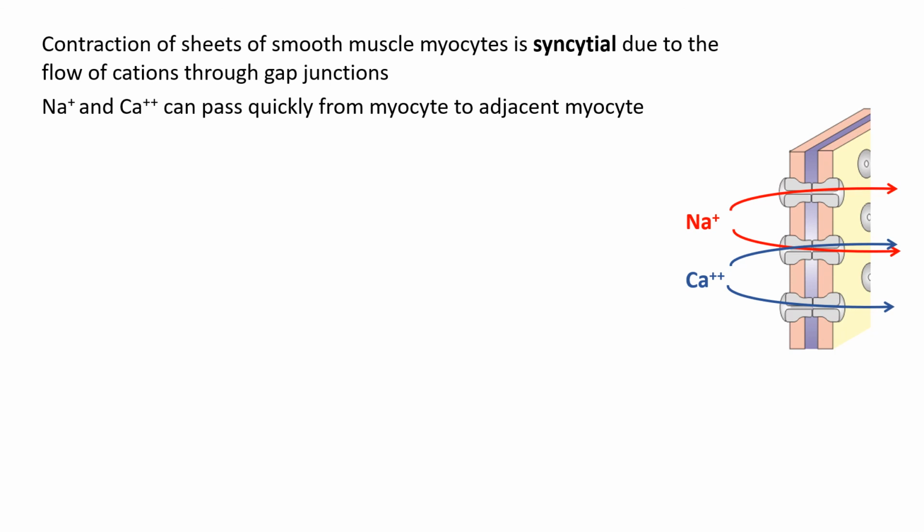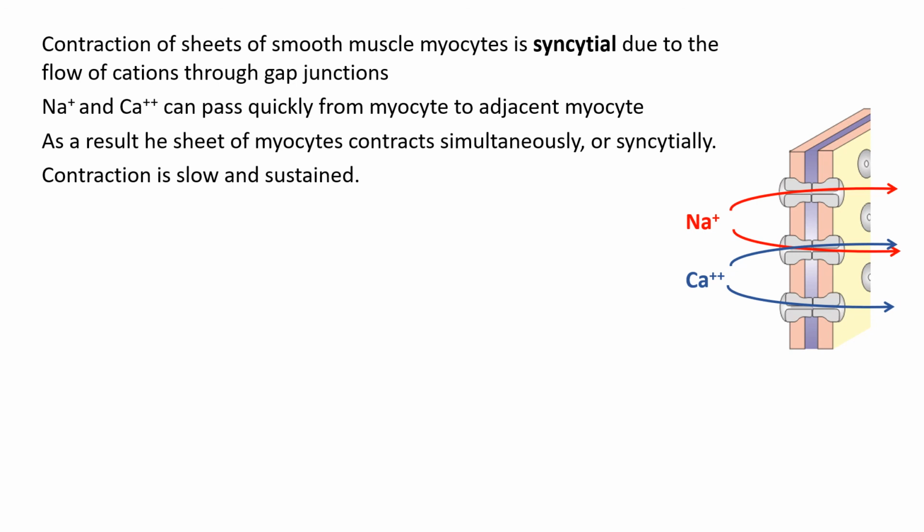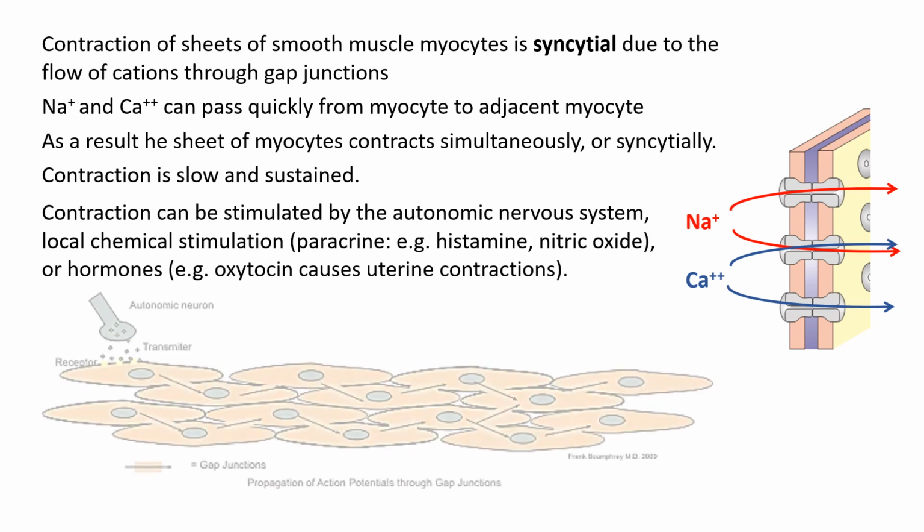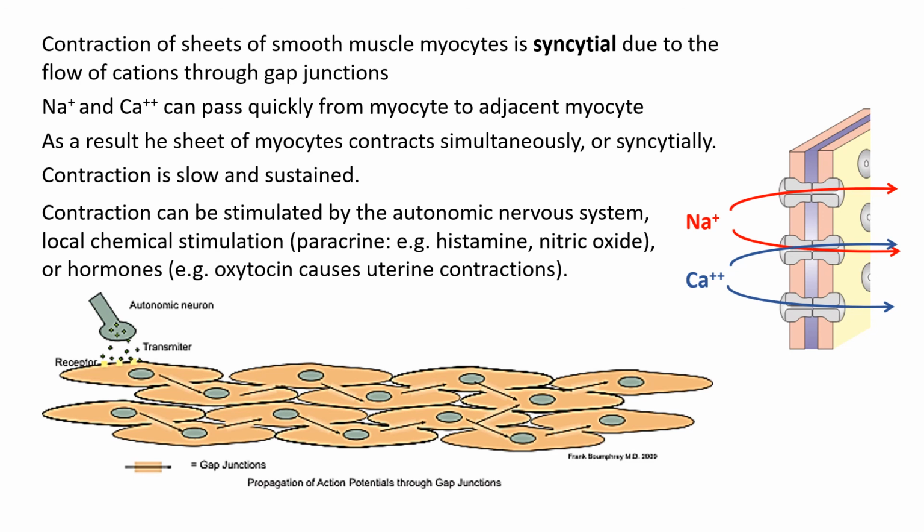So sodium and calcium can pass quickly from myocyte to myocyte to myocyte through these little channels. Everything contracts simultaneously or syncytially. And this type of contraction tends to be, certainly in terms of smooth muscle, slow and sustained. Contraction in smooth muscle, as we said, can be stimulated by the autonomic nervous system. More on that again in cardiovascular, but also local chemical stimulation.